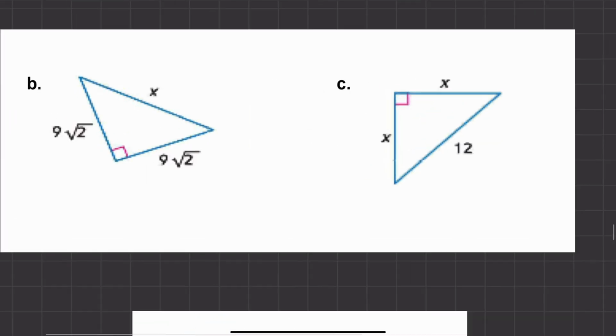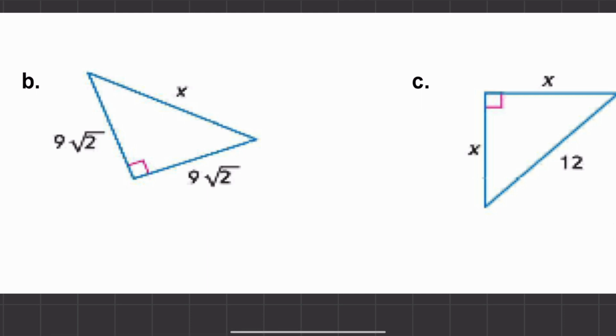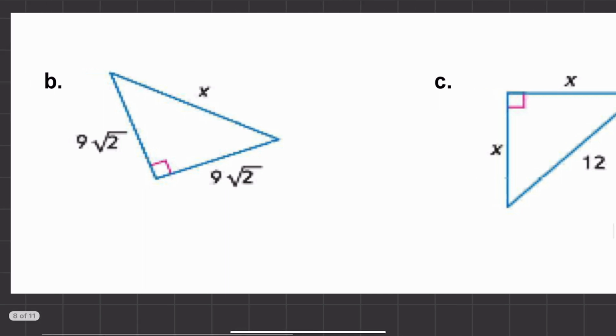So here we have this figure here. We can assume that this is an isosceles right triangle. How do I know that? Well, number one, this is a right triangle, and two, these segments are congruent to each other.